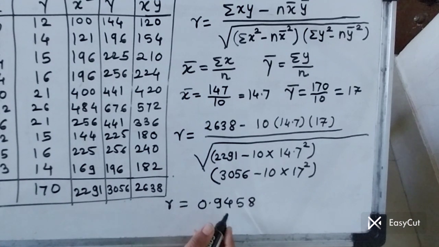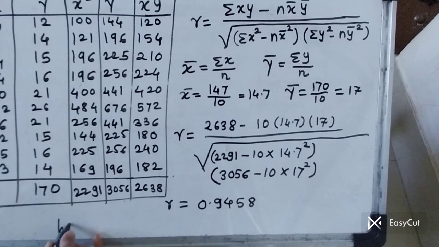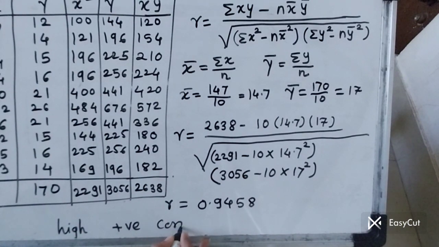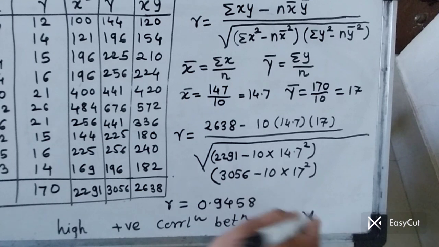r equals 0.9. So what is the interpretation? r equals 0.9, there is a high positive correlation. Okay, so 0.9 tends to 1. So this is highly positive correlation. We can say there is high positive correlation between x and y, export value and import value. Okay, this is the solution of the example.